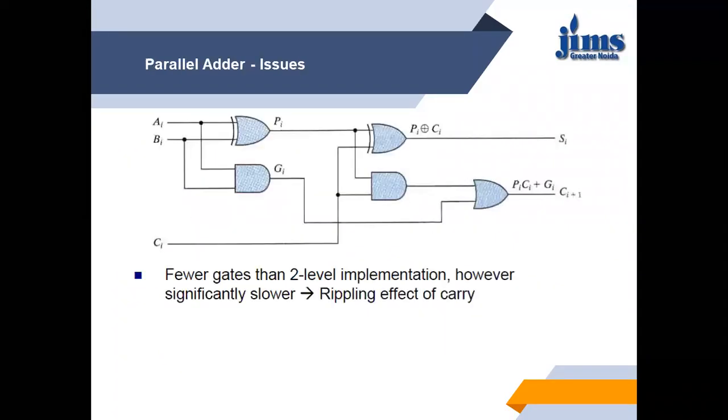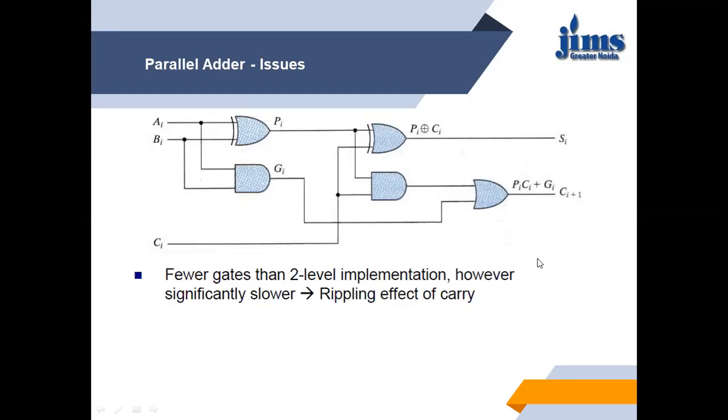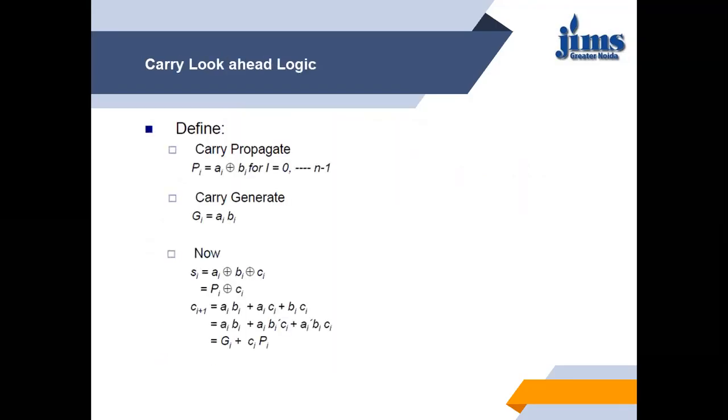You can look here. Sum Si is Ai XOR Bi, which comes from here, XOR Ci, and Ci plus 1 is Gi or Pi Ci. So these are the Boolean functions which we have put at the output of the gate, and we have to evaluate each for each level. So Ci plus 1 is Gi or Ci Pi.